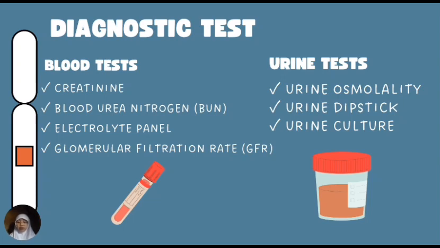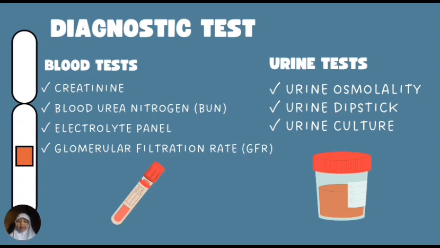Electrolyte panel measures our sodium, potassium, chloride, and bicarbonate levels to assess electrolyte balance. Glomerular filtration rate measures how well our kidneys filter waste products and excess fluids from our blood.